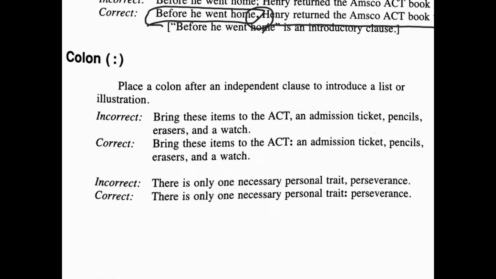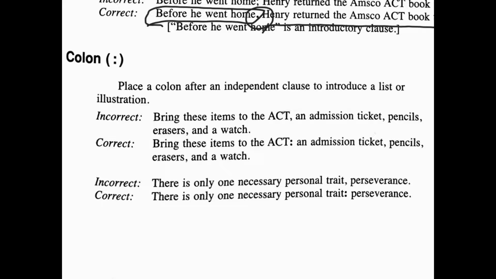Let's talk about the use of a colon. Here is a very common mistake. All right, people are used to putting commas when you are listing things, but pay attention to this. Bring these items to the ACT. That is an independent clause. And then we have an admission ticket, pencils, erasers, and a watch.